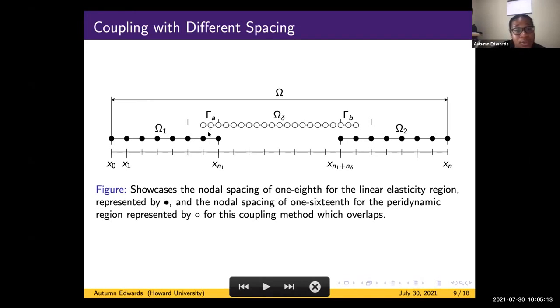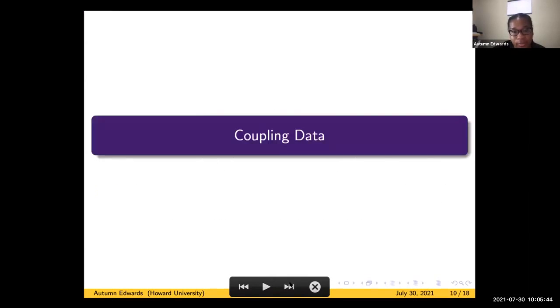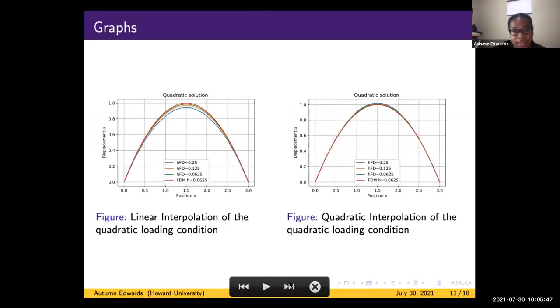We were also experimenting with the nodal spacing. Right here, we have a nodal spacing of 1/8 in our linear elasticity region, and a nodal spacing of 1/16 in our peridynamic region. We also have different diagrams where we had a nodal spacing of maybe 1/16 here, and maybe 1/32 here. So we did a lot of experimenting with different regions and also different methods for interpolation, whether that be linear or quadratic. Now we're about to see a few different plots.